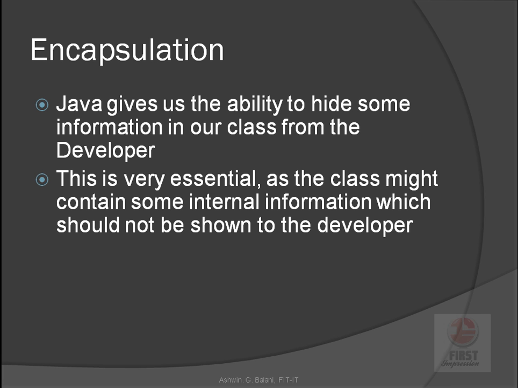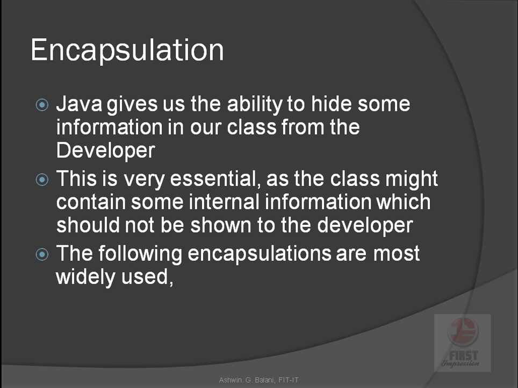For example, if you have a derivation where you have A and B as the inputs and D as the output, and you have a variable C which is C equals A plus B, D equals A into C. Now you want the user to only have a look at A, B and D but not C. So this C will be an encapsulated variable for the class. Encapsulated variables are hidden inside the class, and if you try to access these variables outside the class, you will not be able to do this.